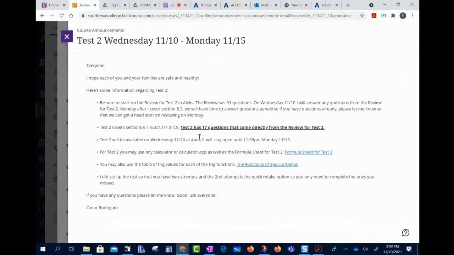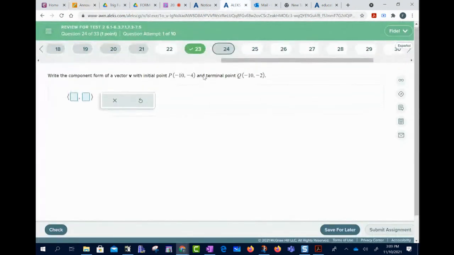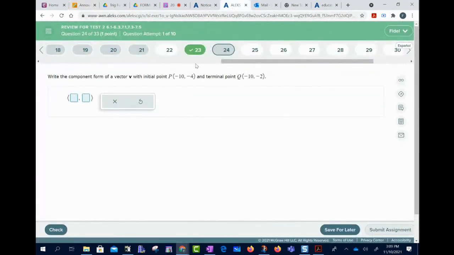So the test has 17 questions. What I did is, when I went to the review, I saw this problem and I liked it. This has to come out of 7.4, I think. But whatever problem it was, I made a list. When I made my list, I said these are the problems I'm picking from 6.1, and these are the problems I'm picking from 6.2, 6.3. You know what I mean? That's how I did it.